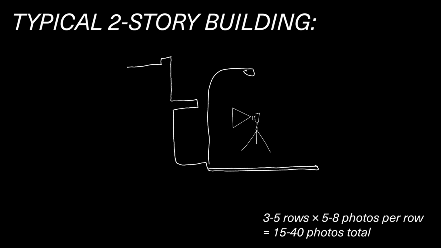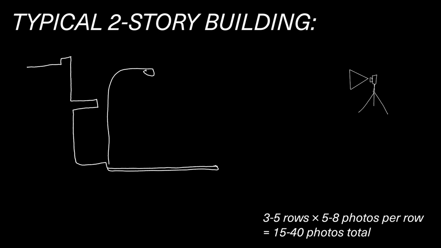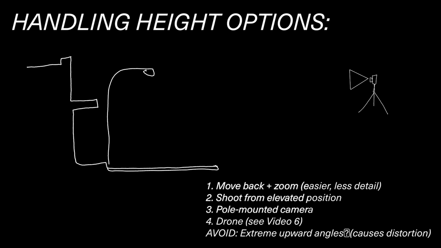Stand parallel to the wall, not at angles. For upper floors, you have options. Move further back and use zoom. This is easier but gets less detail. Shoot from elevated positions across the street. Use a pole-mounted camera with a remote trigger. Or use a drone, which we'll cover in a few videos.